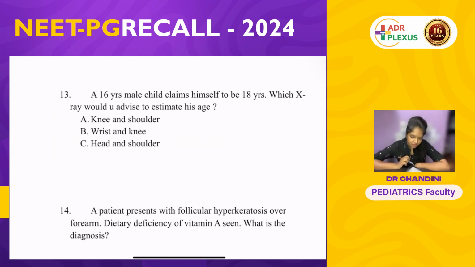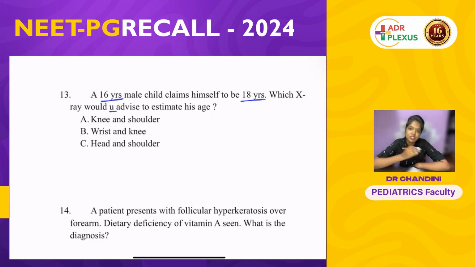Okay, next question. A 16 years old male child claims himself to be 18 years. So which X-ray would you advise to estimate age? To know the bone age, you have to take X-rays. The child is 16, but he says he's 18 years. Whenever you want to know the bone age of a child, what we usually do is the wrist X-ray. Based on the carpal bones, we can assign the age of the child.